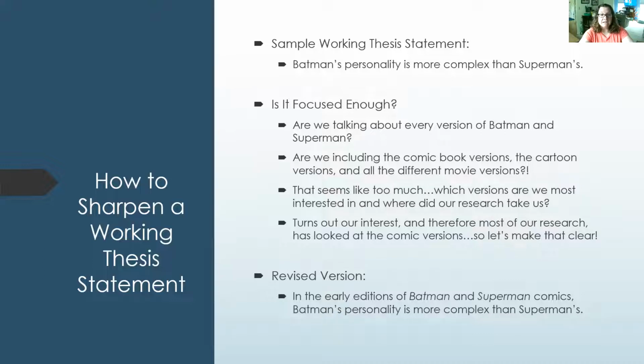So it's a little better. At least we're narrowing in a little bit. We're not even worried about television and movies, and we're not even talking about current comics. We're looking specifically at the early editions of Batman and Superman comics. So that narrowed our focus quite a bit. But there are still some problems with this thesis statement.